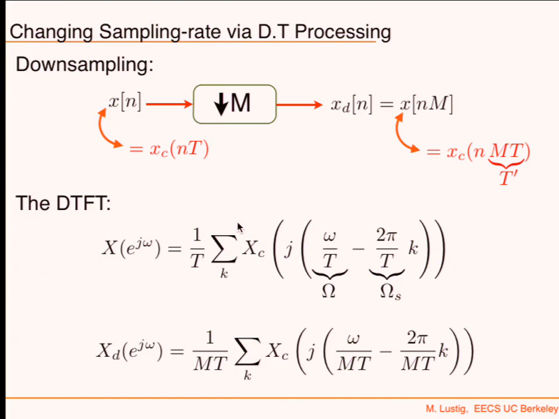Okay, so what I want to do now is find the relationship between X(e^jω) and the decimated one and see what's actually going on. I'm going to do that through x sub c, through the Fourier transform of the continuous one. So I want to find the relationship between the DTFT of this one and the DTFT of this one through the continuous time Fourier transform of the original signal.